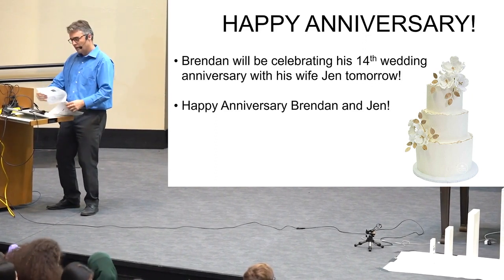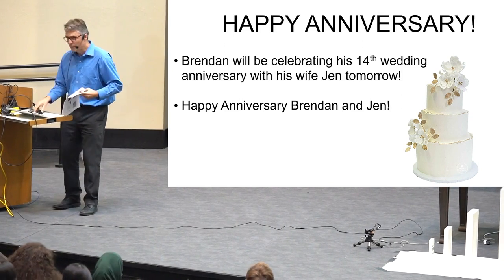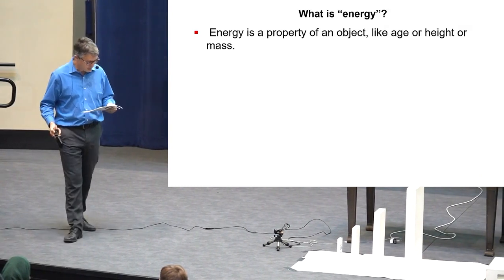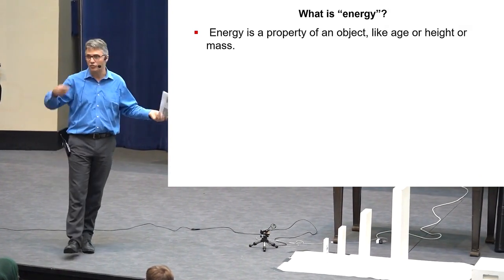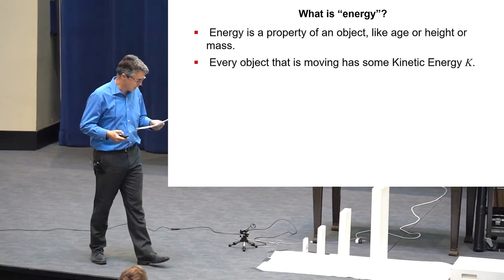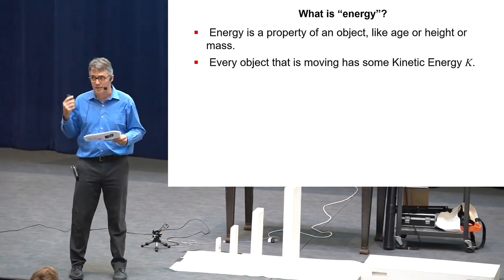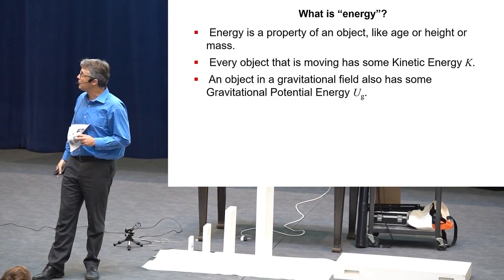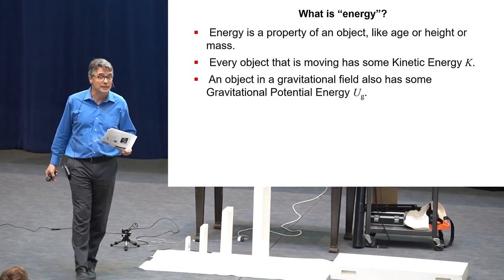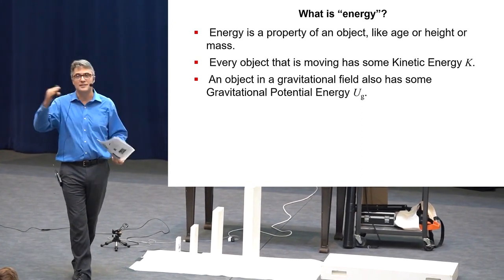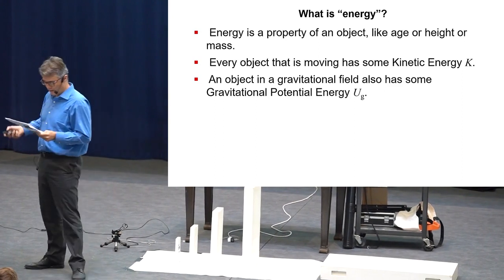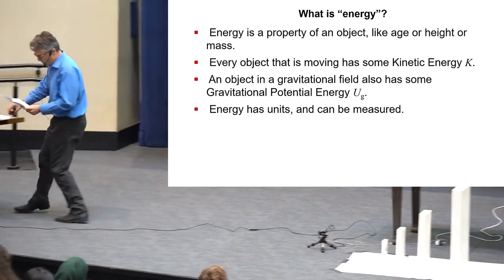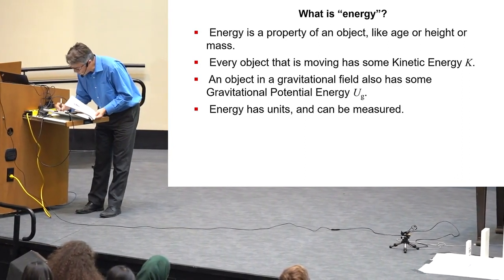So, okay. So we're getting into energy. Energy is a property of an object, like age or height or something like that. Something has some energy. Every object that is moving has some kinetic energy, and any object that's in the gravitational field has some gravitational potential energy, or I guess you would say that the system of the object plus the Earth has some gravitational potential energy. It has units. We can write it down here. The SI unit of energy is called the joule.